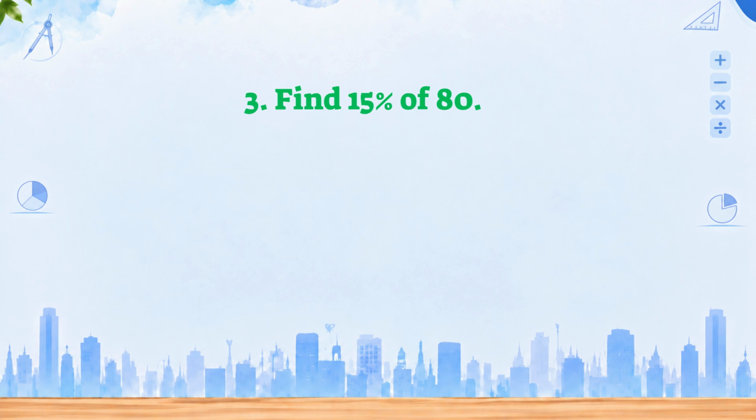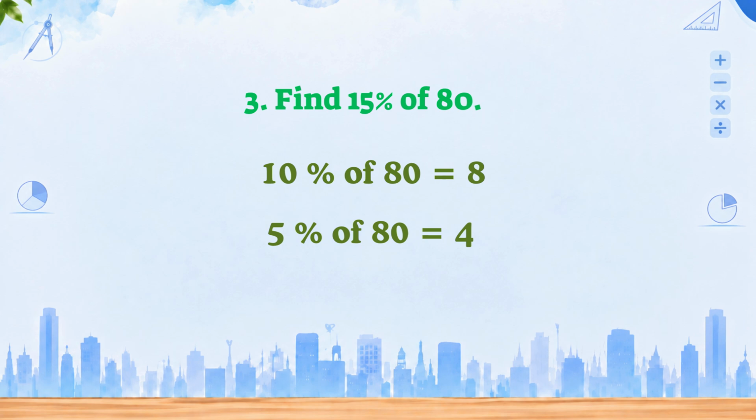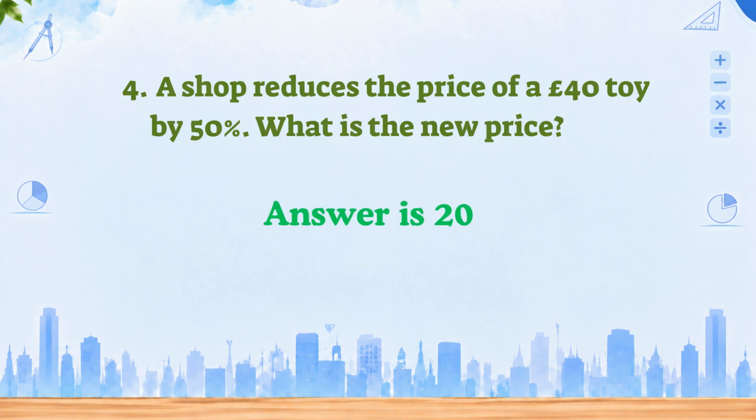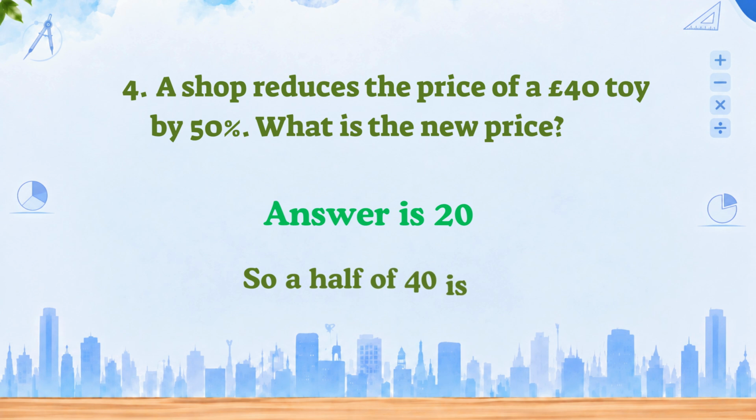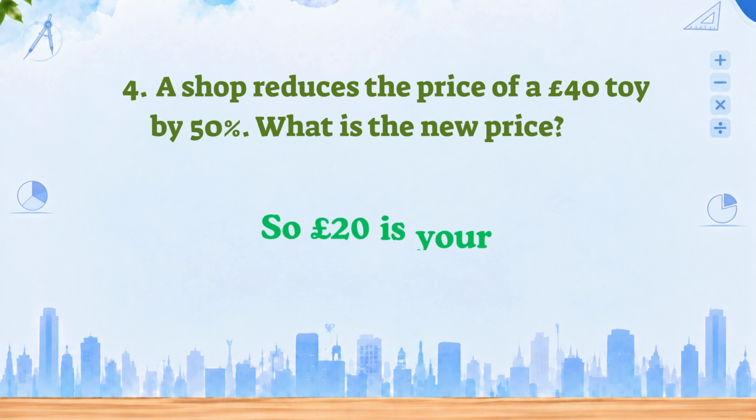Question 3 is find 15% of 80. So what we have to do here is find 10% of 80, which is 8, and then we have to find 5% of 80, which is 4, which is half of 8. We add 8 and 4 together to get 12. So the answer for question 3 is 12. Question 4 is 20. Because it's 50%, 50% is equal to a half. So a half of 40 is 20. So £20 is your answer. Well done if you got this right. If you didn't, keep practicing.